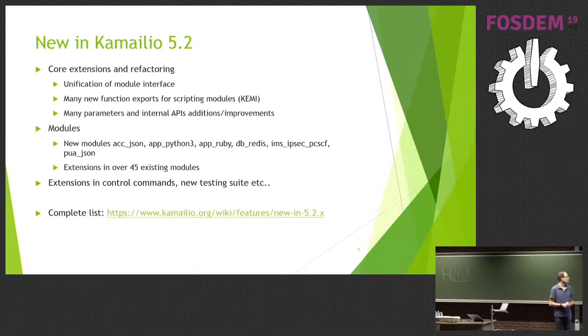We also added a lot of new modules. We can now do accounting in JSON. We also extended the application scripting support. We now have Ruby and Python 3 as well. Redis as a NoSQL database was added as a database interface. New IMS modules and another JSON module for the presence area. In total, more than 55 modules were also extended. Then we have extensions in the control commands and a new testing suite. Again, if you are interested in all the details, have a look at this URL. You find a complete list, several pages long, of all the extensions that were done.